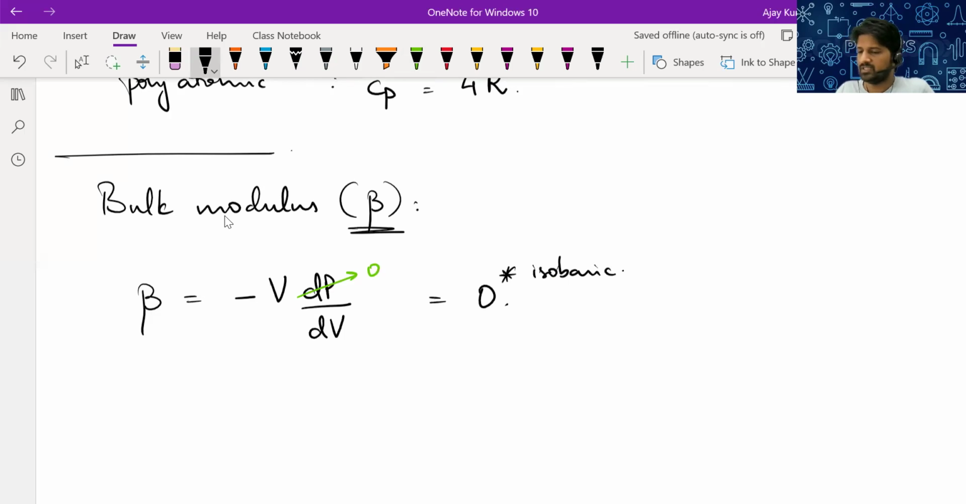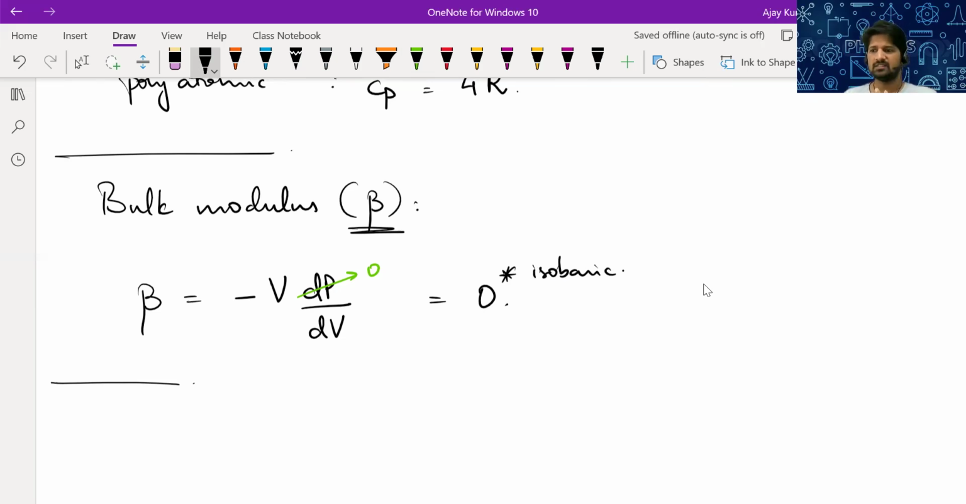What does bulk modulus being zero mean? I just told you when we discussed the previous process that bulk modulus shows you how elastic the system is. Elastic means how difficult it is to compress. If bulk modulus is zero, that means there is zero difficulty to compress, free compression. That is what it means. So basically, as you compress the gas, its pressure is not changing. It does not give you any extra resistance to compression. So you can compress it at the same pressure. That is what happens in an isobaric process.